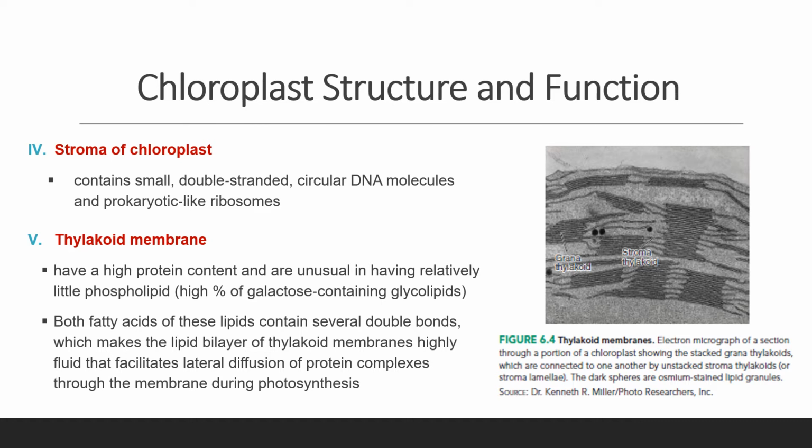Next, we have the thylakoid membrane, which has a high protein content and is unusual in having relatively little phospholipid. Basically, they have a high percentage of galactose-containing glycolipids. Both fatty acids of these lipids contain several double bonds, which makes the lipid bilayer of thylakoid membranes highly fluid, which facilitates lateral diffusion of protein complexes through the membrane during photosynthesis.